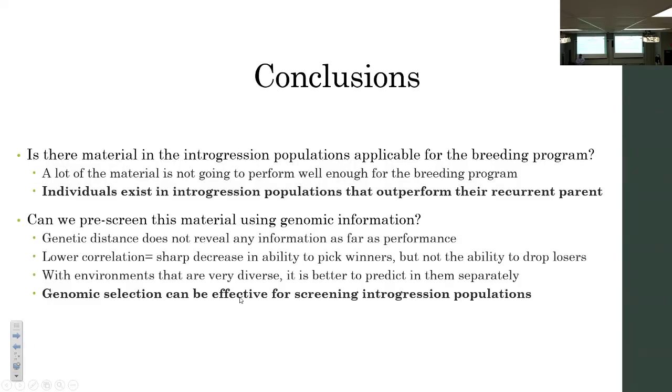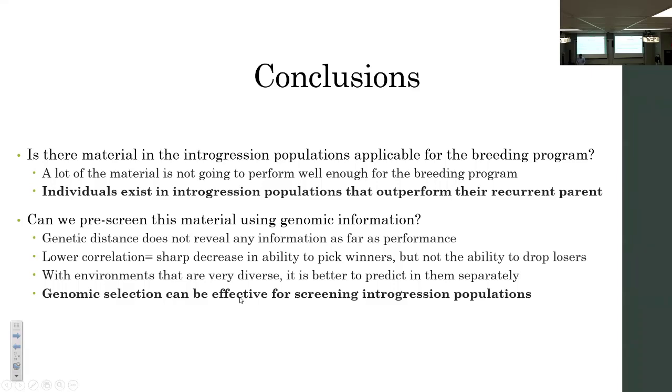So wrapping back around to our initial questions, we wanted to know, is there material in these introgression populations that's applicable for the breeding program? So we found that there's a lot of material that is not going to perform well for the breeding program, right? It's not going to be relevant. But we also found that there's a lot of individuals that do exist in those populations that are relevant. So the material is worth looking at further moving forward.